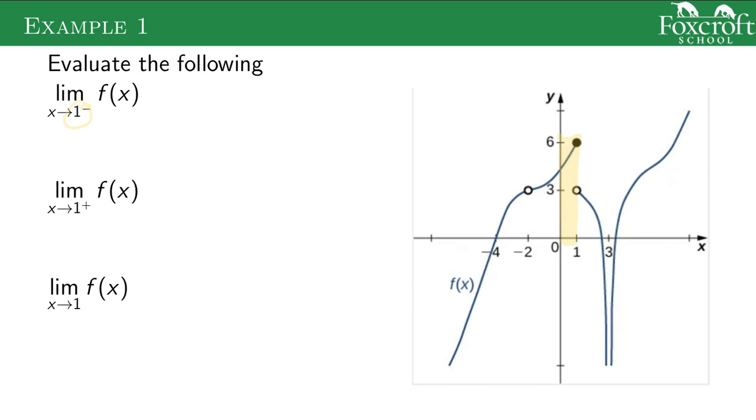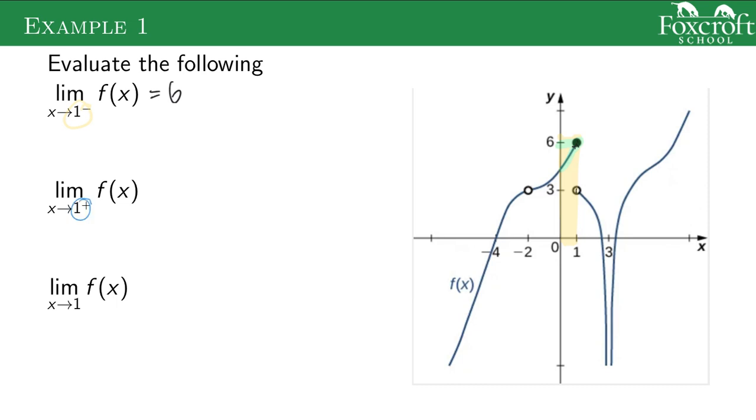Just to the left of 1, I'm hitting all these y values, and you'll see they're going up to this dot, and that dot is at 6. So in this case, the left-hand limit of 1 is 6. Originally you would say the limit doesn't exist because of this jump that happens, but that jump happens across 1. So just on one side of 1, we just have that dot, and that's at 6.